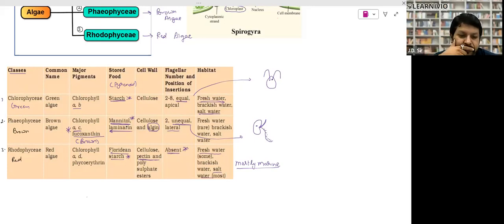But they have two flagella, right? The flagella are found in two, but they are unequal, right? They are unequal and lateral. Got it? Now there is a term for equal flagella: isocont. Isocont means the flagella are equal, neither different in shape nor in size, right?